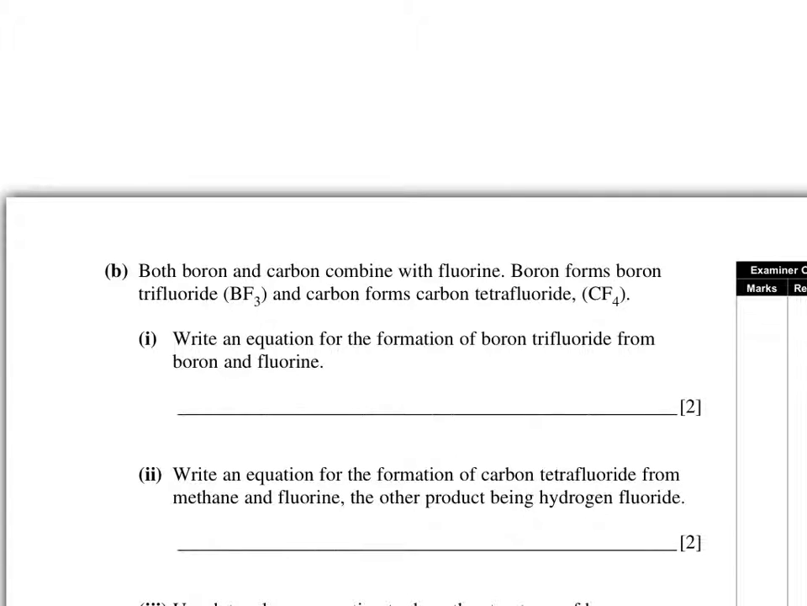So we've got boron, its symbol is B, and then we've got fluorine. But remember, fluorine is a diatomic molecule, and so when it's in its element form, you must write it as F2. They react to give us boron trifluoride, BF3. Okay, now we need to balance it.